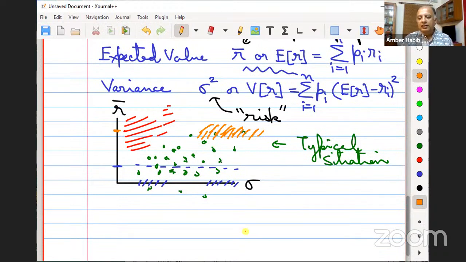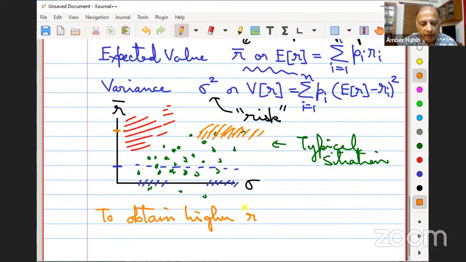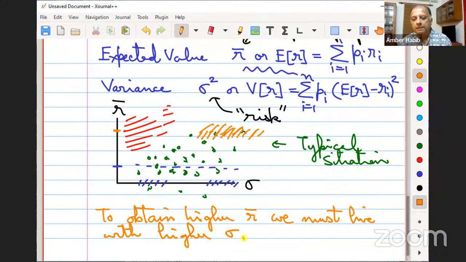So the general principle that I said before, that to go for more profit, you will need to take more risk, we sort of formalized a bit in terms of expected value and variance. Okay, what we see here is that to obtain higher R bar, we must live with higher risk, with higher sigma.